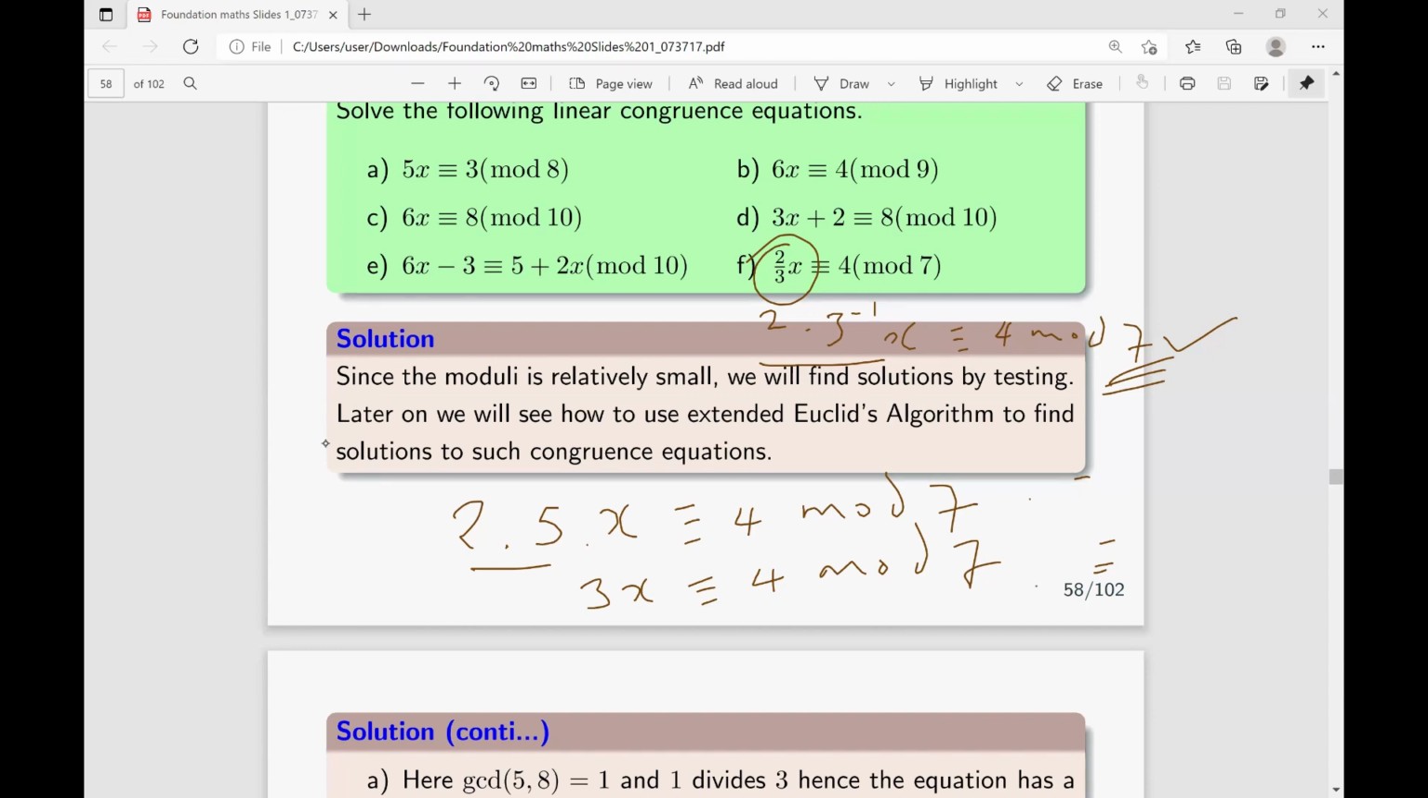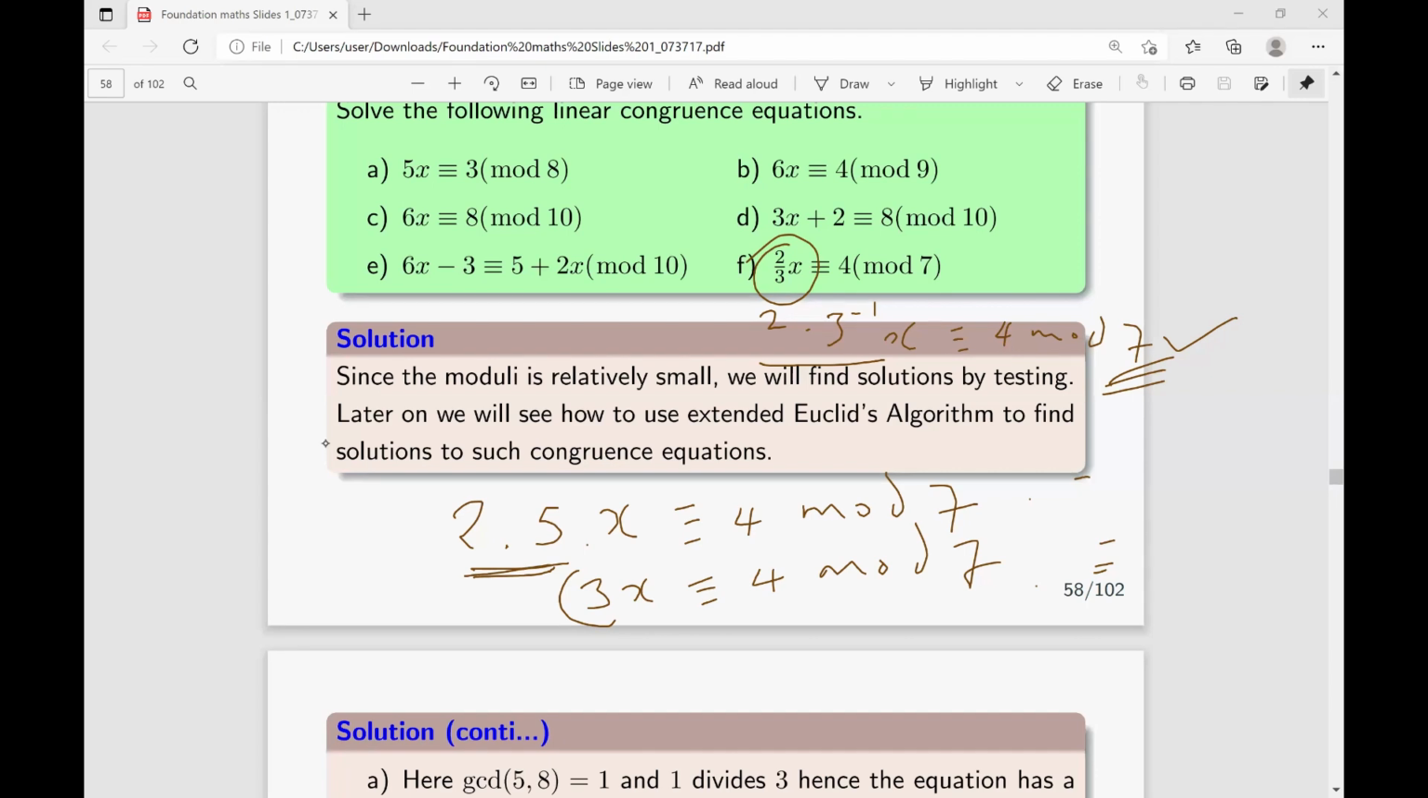So that is why we multiplied this. And this is 10, which is bigger than 7, so again we reduce it. Then from here, we use our trial and found that the answer was 6.